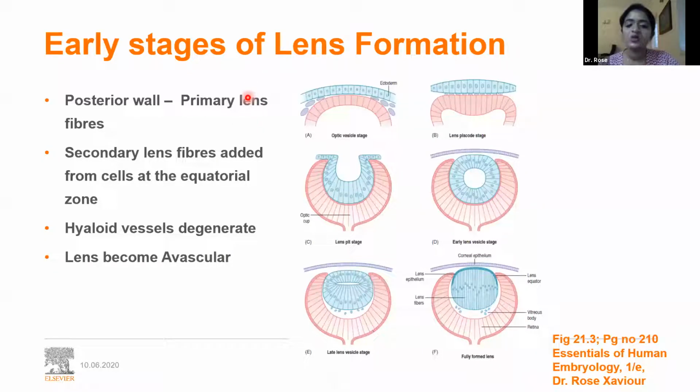So the posterior wall cells lose their nuclei to form the primary lens fibers, and they will actually reach the anterior wall, and this space, this cleft between the anterior and posterior wall, will get obliterated. Further addition of lens fibers, you call them secondary lens fibers, are actually added from the cells at the equatorial region.